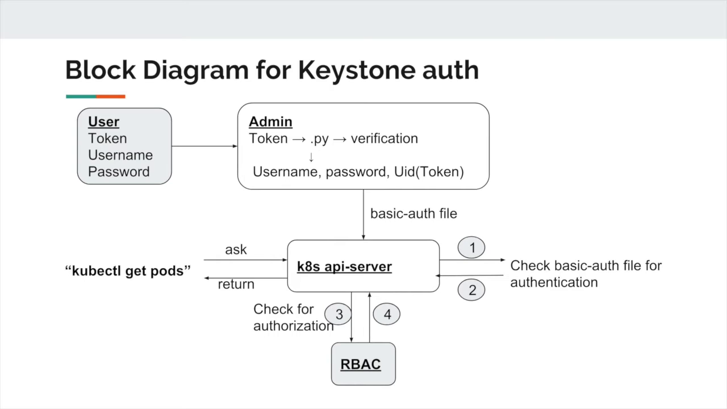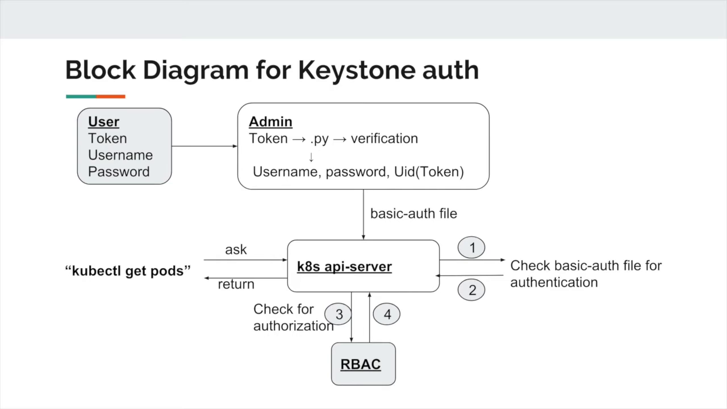Right, now we'll show you a visualization of what the entire process looks like. The user has a token, username, and password which they provide to an administrator. The administrator passes these through a Python script to verify that they are correct credentials. If the Keystone API responds with a yes, these credentials are valid, the Python script writes them to a basic authentication file, which is utilized by the Kubernetes API server.